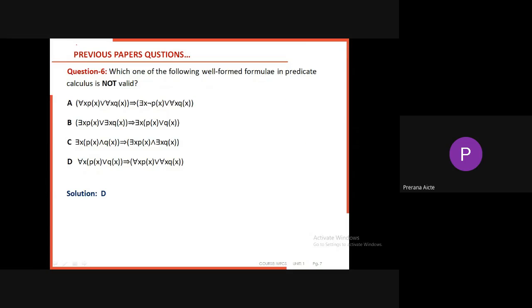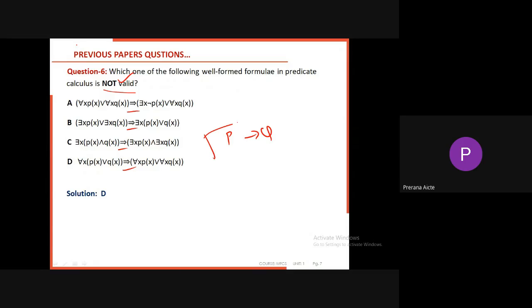Next, as I already told, these are all formulas related to this one. Which one of the following well-formed formulas in the predicate calculus is not valid? This is also a formula. I will just give the clue, and you can try it on your own. Here we have p implies q, an implies formula, and we need to check whether it is valid or not valid.